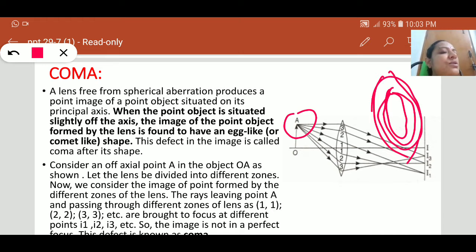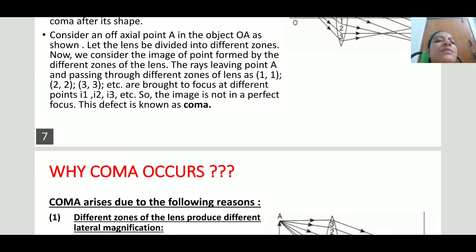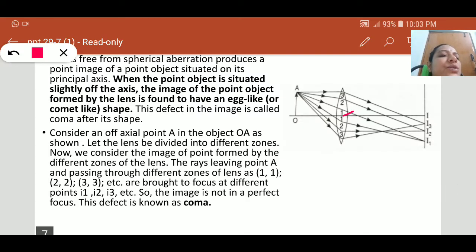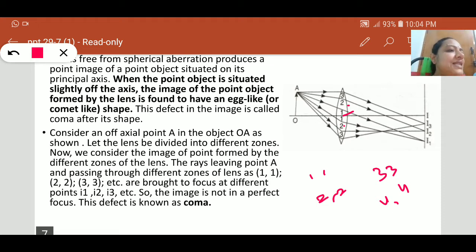The zones have different magnifications. So these zones are named: this is the first zone, next this one is the second, next the third zone, next the fourth zone, like this. We are considering this lens as a group of different zones. These zones are brought to focus at different points.